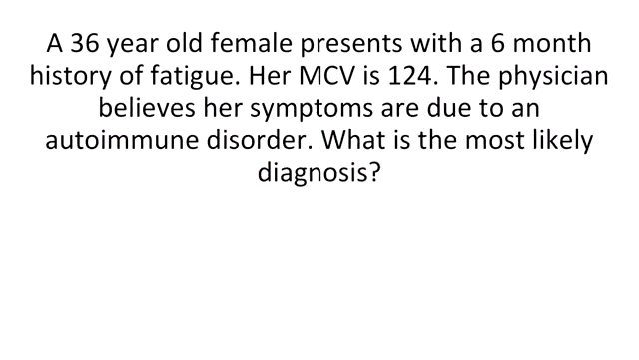A 36-year-old female presents with a 6-month history of fatigue. Her mean corpuscular volume, or MCV, is 124. The physician believes her symptoms are due to an autoimmune disorder. What is the most likely diagnosis? Okay, from the question stem, we know that the patient has an MCV of 124. This should immediately make us think of macrocytic anemia. Recall that macrocytic anemias are diagnosed when the patient has an MCV greater than 100.